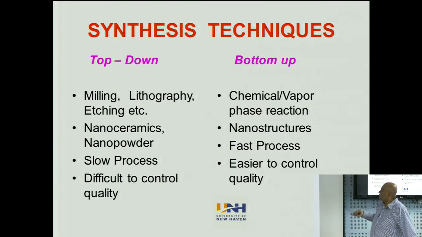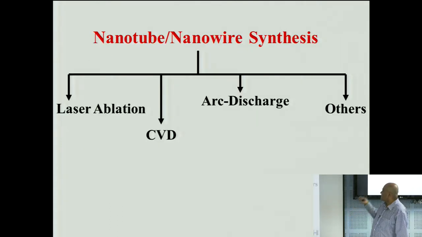The top down process is a slow process, you cannot make large scale nanomaterials. If you are planning to sell nanomaterials, you would never be able to do it with top down. In bottom up, if you can control the process very well, then you would be able to make them. So, most of the materials we would be talking about are made by this technique.